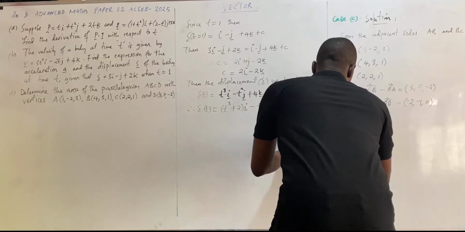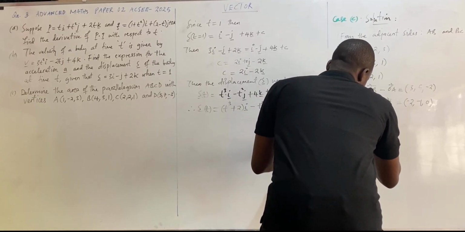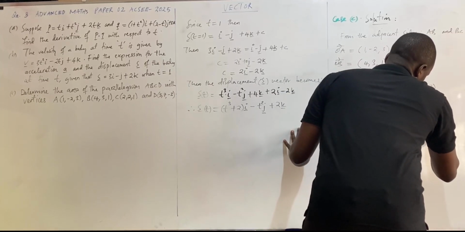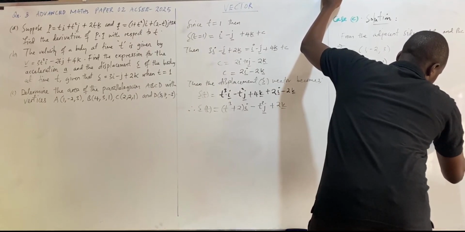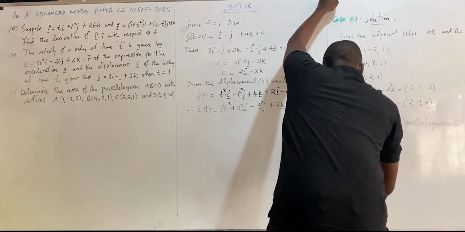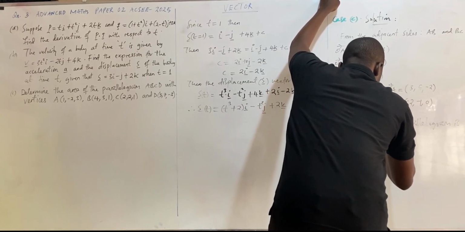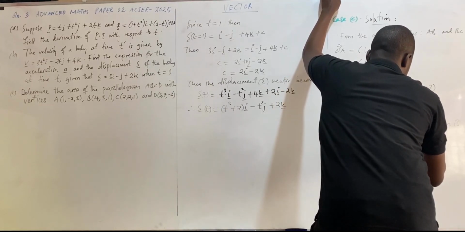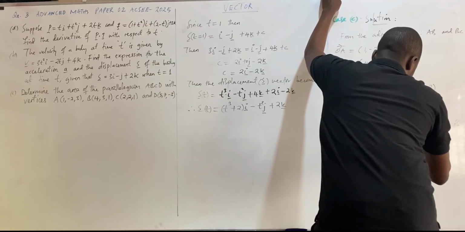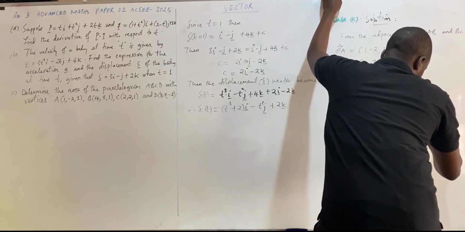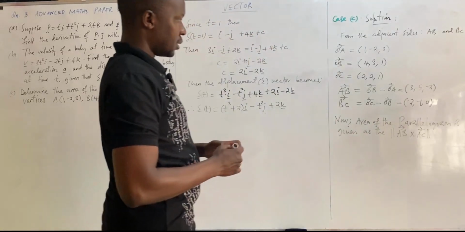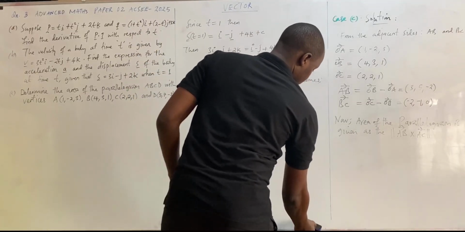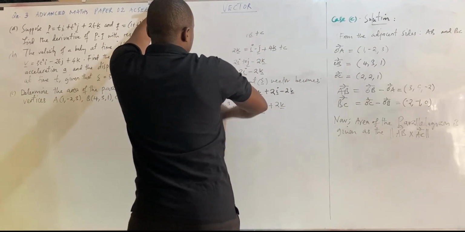Now the area of the parallelogram is given as the magnitude of the box product of the AB vector and the AC vector. So that will be the box product of the two adjacent vectors. So now let's see how we can do it. How do we calculate it?